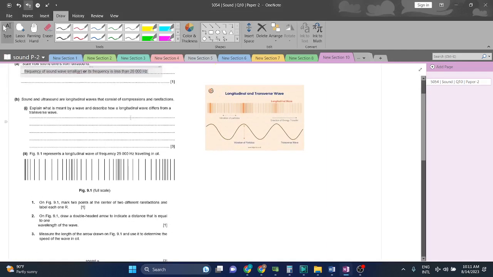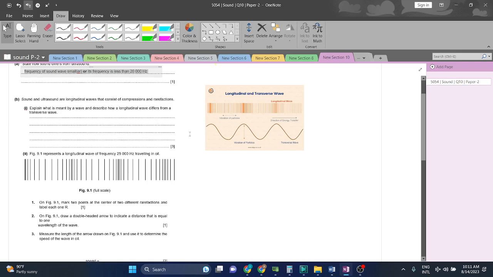Sound and ultrasound are longitudinal waves that consist of compressions and rarefactions. I've told you many times which ones are compressions. Compressions are the denser area. The denser region is the compression, while on the other hand, the sparse region, the regions with fewer particles, that is rarefactions.